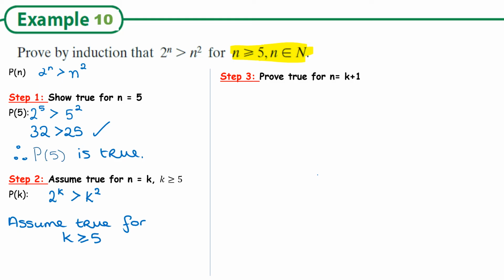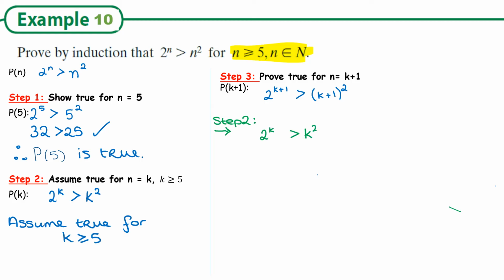So step 3 is to prove true for n equals k plus 1. So we get 2 to the power of k plus 1 is greater than (k plus 1) squared. Now, up to here, everything is as per usual, nothing different. But how we're going to use step 2 is important. So I'm going to take this in a different color, and I'm going to say this is from step 2. So we know from step 2 that 2 to the power of k is greater than k squared.